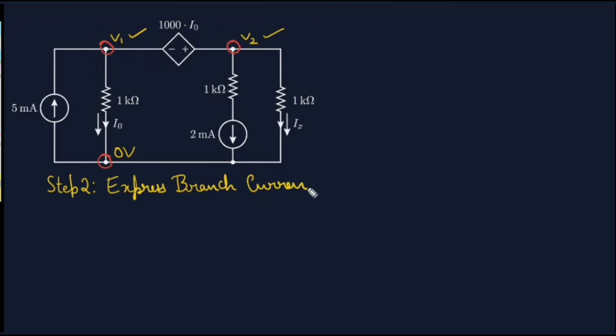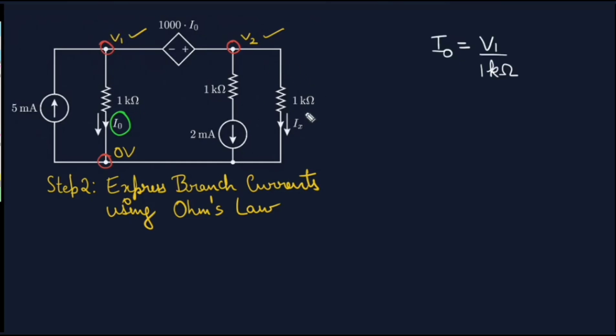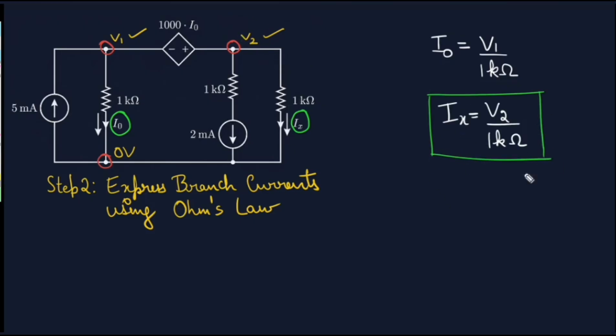Step 2. Express branch currents, that is, before applying KCL, express the required branch currents using Ohm's law. For the left resistor, I0 is given by V1 by 1 kilo ohm. For the right resistor, we have Ix given by V2 divided by 1 kilo ohm. This is the current we need to find.